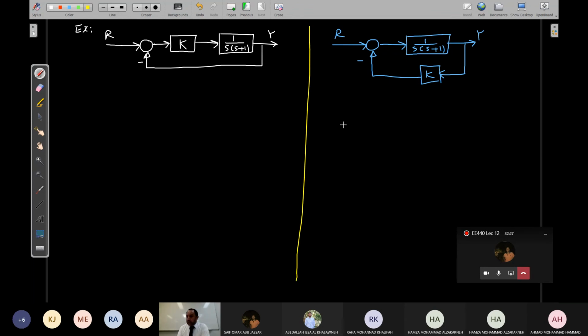I need to calculate the sensitivity of the closed loop transfer function to a change in the parameter K. So I need to find the sensitivity S of the closed loop transfer function due to the change on the parameter K here. And the same thing, I need to do that here. S T K here equals what? And here equals what? Then I will compare and get some conclusion. So the first thing, if I need to evaluate this one, I need to find the closed loop transfer function. Yes or no? T of S.